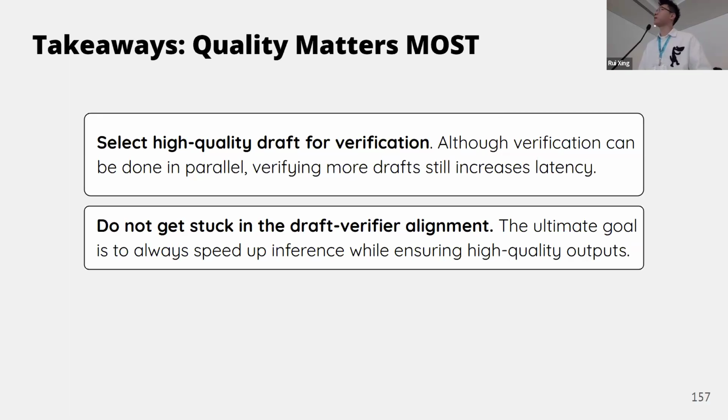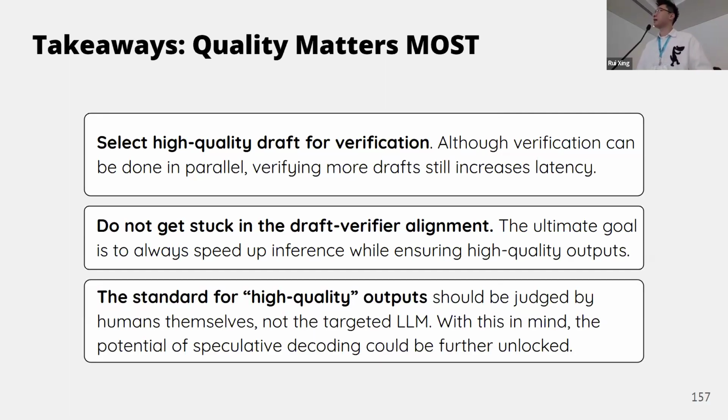And the second takeaway is that we should not get stuck on draft-verifier alignment. We should not stick to the strict requirement of the verification. We should always think about what our final goal is. Our final aim is to speed up inference with high quality outputs. This quality should be judged by human experts, by the people that we want to serve, right? So the standard of high quality outputs should be judged by humans themselves, not the target large language model. And with this in mind, maybe we could further release the potential of speculative decoding.